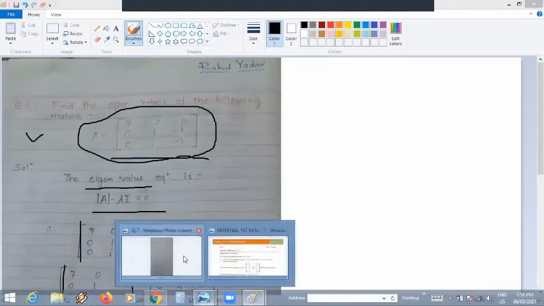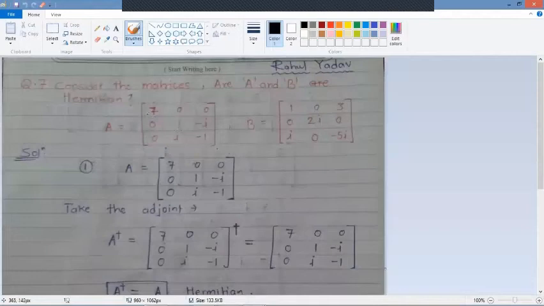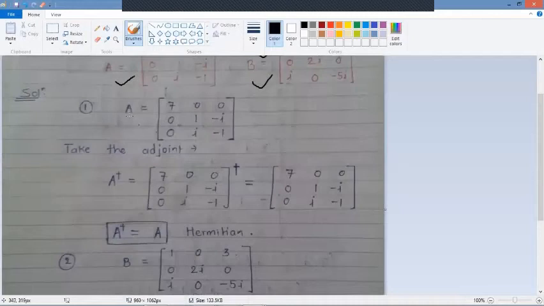So what is the second question? The question is this. Consider the matrices. We have two matrices A and B, and we have to check whether these matrices are Hermitian or not. So look carefully at these matrices. Take the adjoint of it.